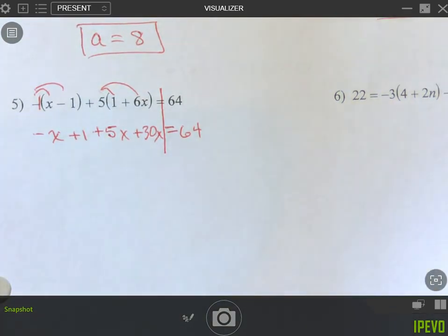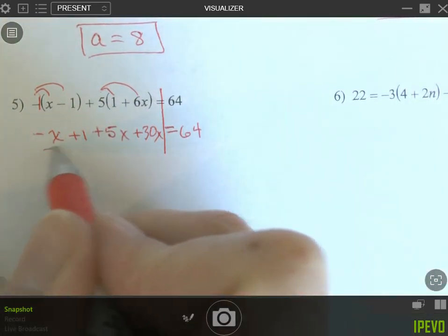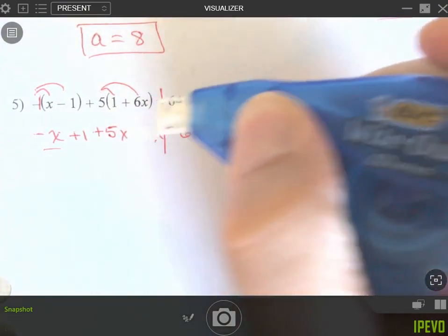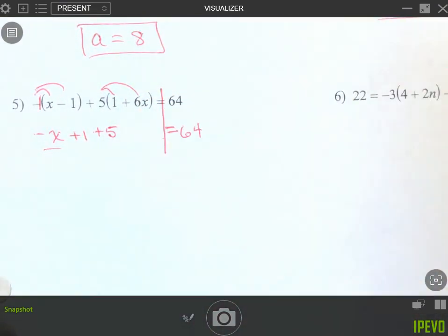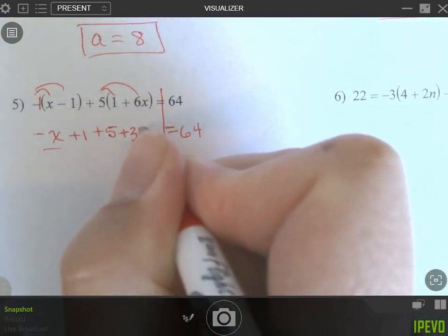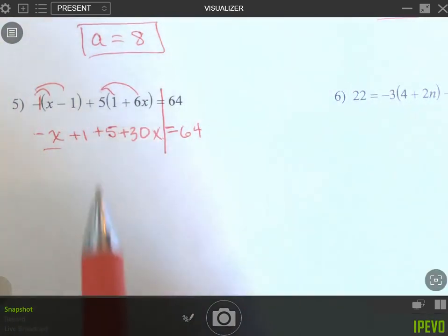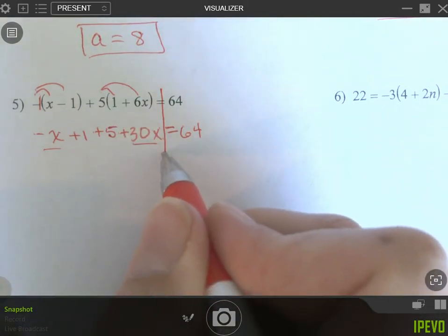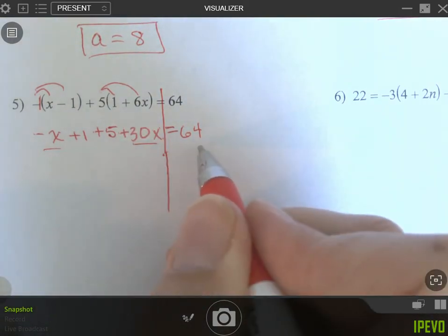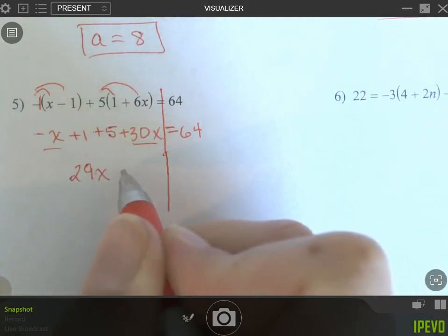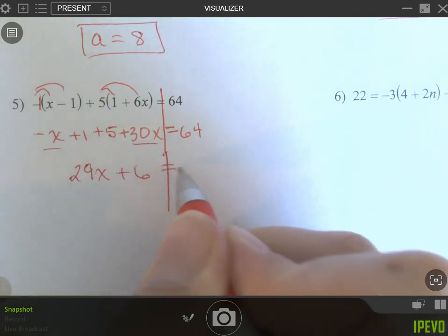Okay, before I start moving things, I need to clean it up. So I'm going to add like terms. I have a negative 1x. I have a 5x. Oh, anyone want to yell at me for this? It's 30x. Well, I screwed up right here. It should have just been 5 times 1 is 5, and then 5 times 6 is 30x. Yeah, do you see where I screwed up? Okay. Now, I have negative x and a positive 30x. What's that? Okay, if I don't cross the line, I don't change the sign. So positive 29x, and 1 and 5 adds up to 6, equals 64.